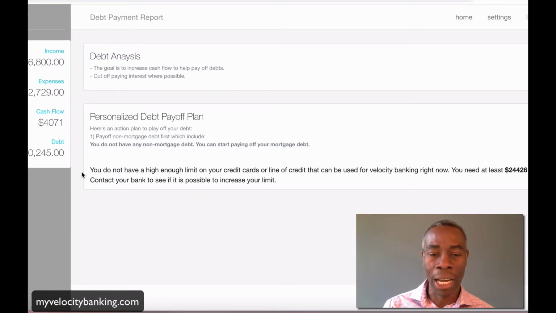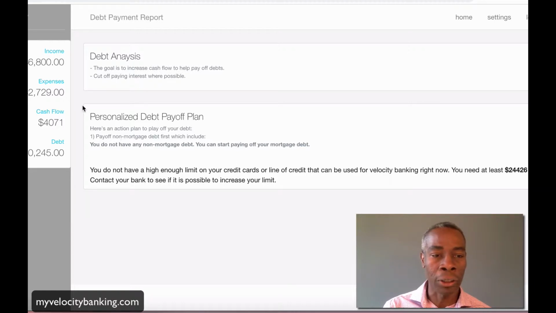If you look at the report, it's the same thing here: her cash flow, her income, her expenses, her debt, and she gets this message. She was getting this message when she went in. It was saying that her credit limit on the card that she wanted to use wasn't high enough to maximize the chunk payments that she can use. So here's the thing. She needed at least $25,000 in the credit card limit to maximize the chunk payments.